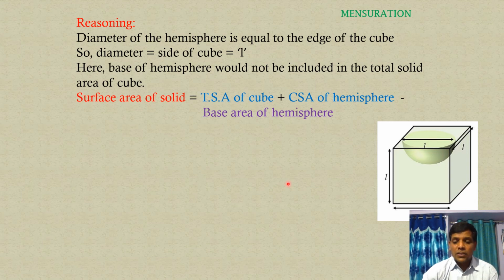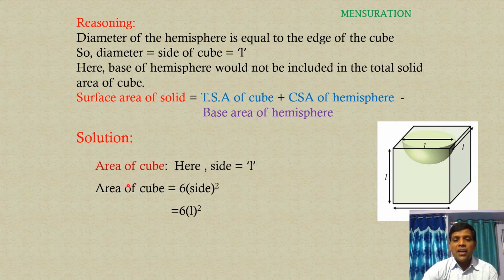So coming to the solution part. Area of a cube means TS of a cube, the total surface area. Edge equals L, or side equals L. So the total surface area of the cube equals 6 into side square. The side or edge is L, so side square means L square. 6 into L square, 6L square. Now TS of a cube equals 6L square.